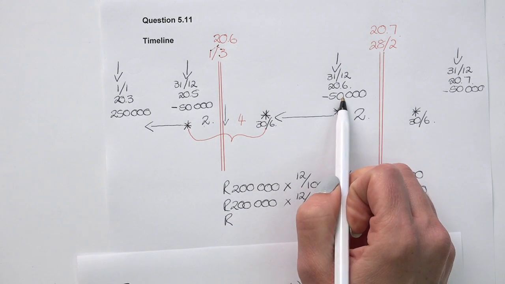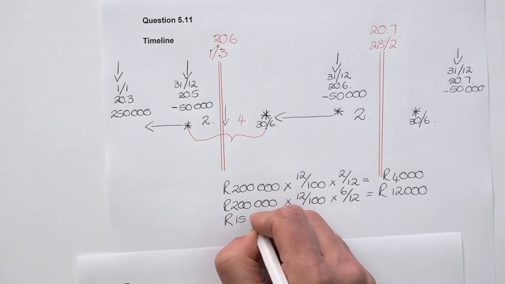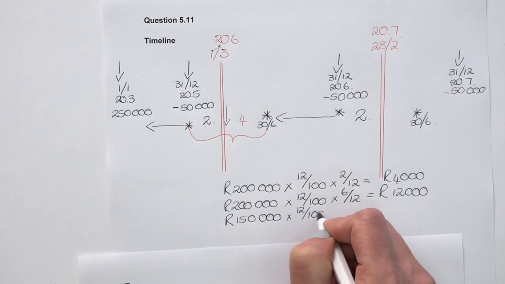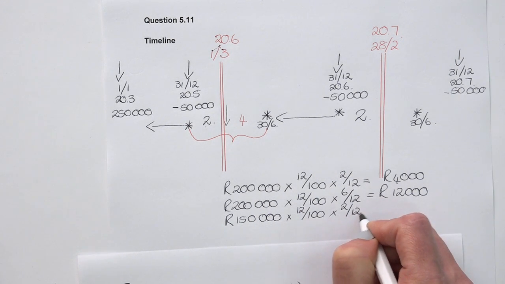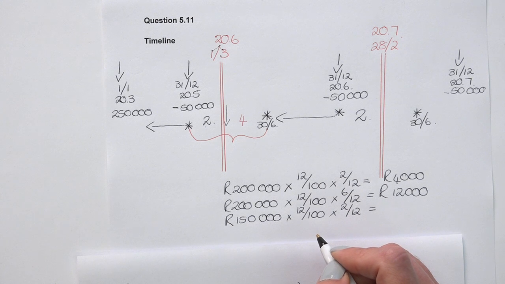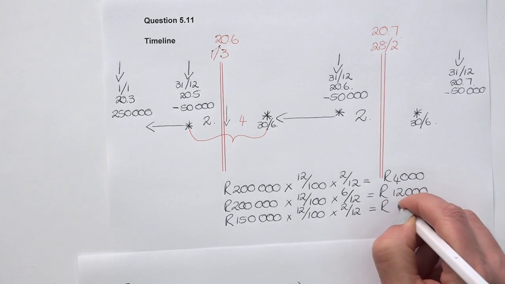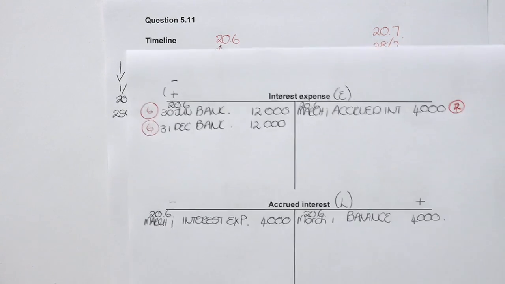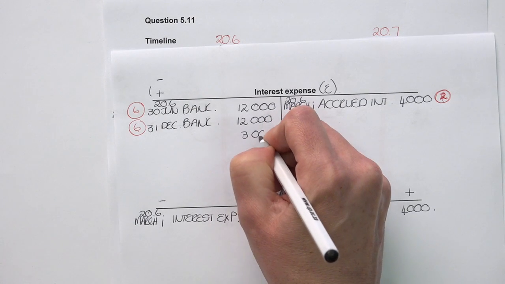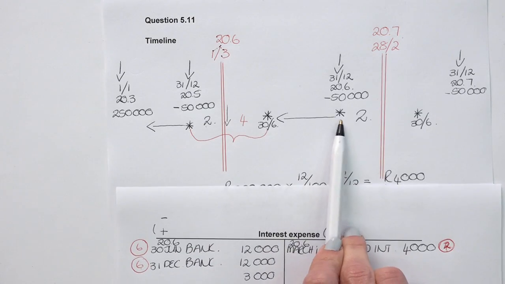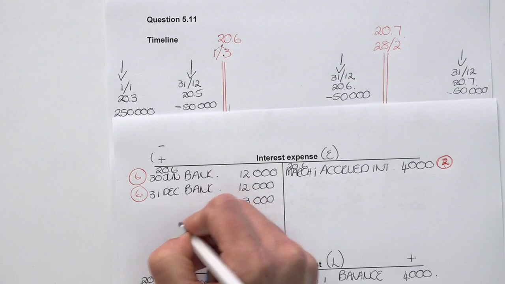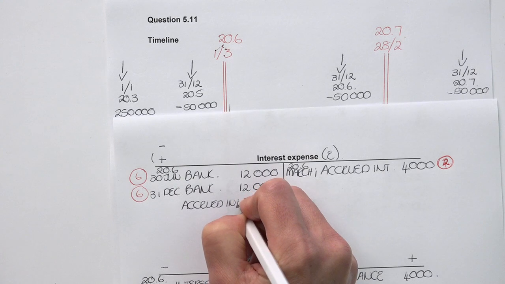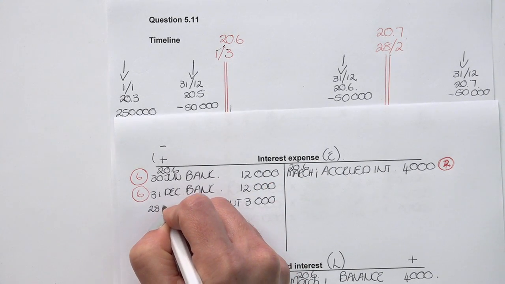At this point, we've paid another 50,000, so our interest calculation will be on 150,000 at 12% for 2 out of the 12 months. And that will give us an amount of 3,000 Rand. I debit my interest expense. I can't credit bank because there's no payment. I'm at the end of the financial year. So I'm going to have to credit my accrued interest. This happens at the end of the financial year.